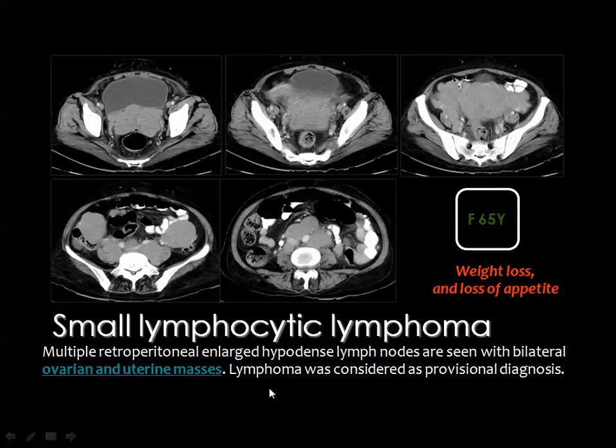And this is a female patient presenting with weight loss and decreased appetite. The scans showed a bulky mass in the region of the cervix with involvement of the uterine body, and also you can see these bulky homogeneously enhanced retroperitoneal lymph nodes. The diagnosis of lymphoma was suggested.